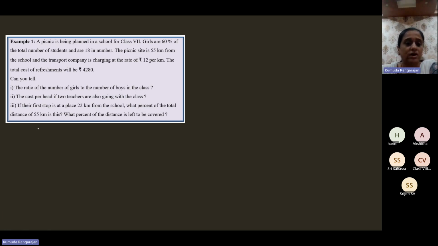Okay, so the distance between school and picnic spot is 55 kilometers, but they have to come back, no? So into 2. So they will be using the vehicle for 110 kilometers. From school to picnic, 55 kilometers. From the picnic spot back to the school, 55 kilometers. So totally they'll be using the vehicle for 110 kilometers.